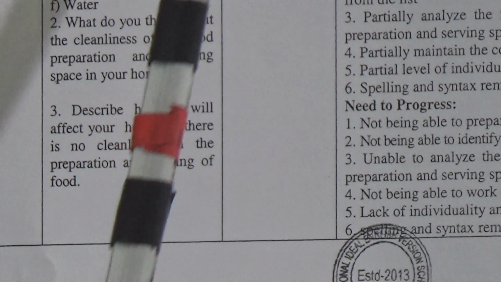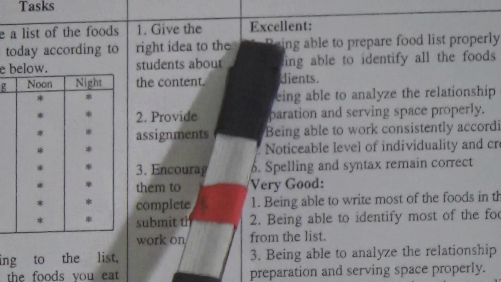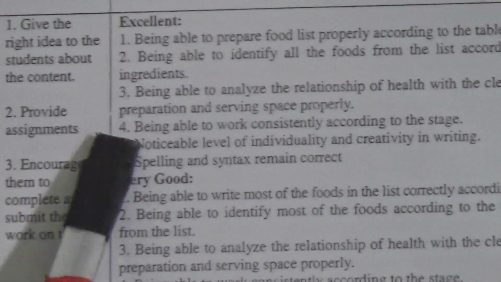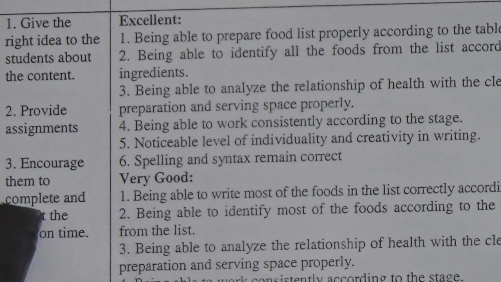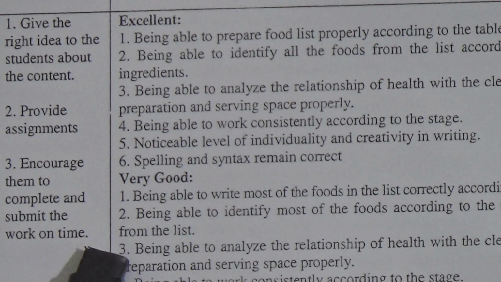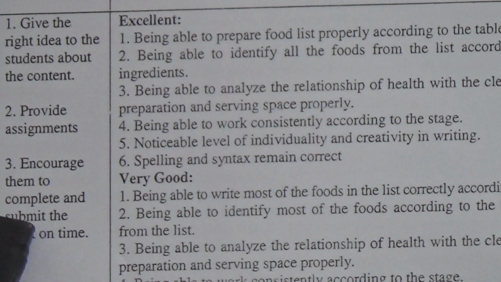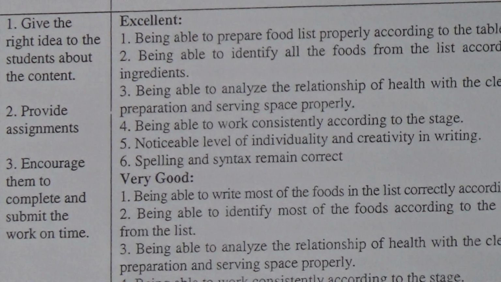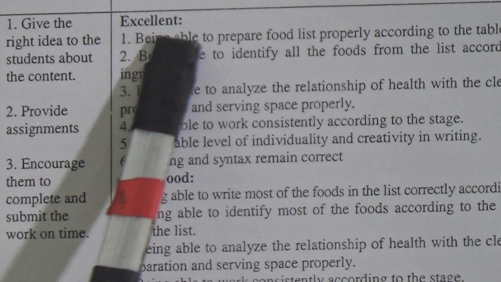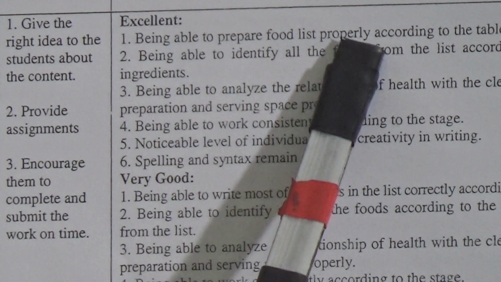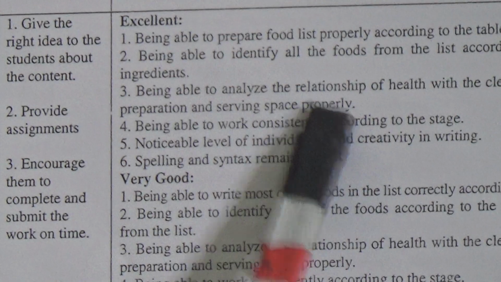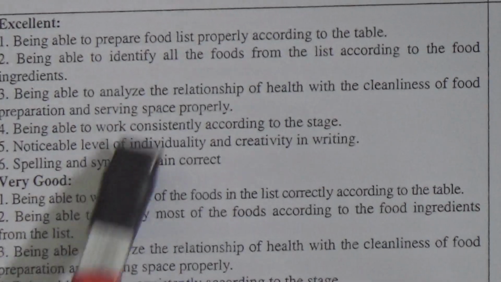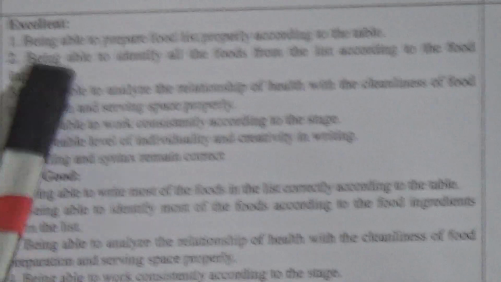Now here are given some instructions. Instruction number 1, give the right idea to the students about the content. Number 2, provide assignments. Number 3, encourage them to complete and submit the work. It is applicable for the teachers, it is not for you. And here are given some assessment criteria. If you want to get an excellent remark, you have to follow these rules and instructions. If you write in this way, you can get an excellent remark.